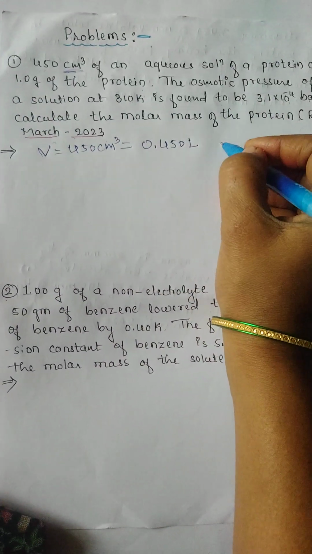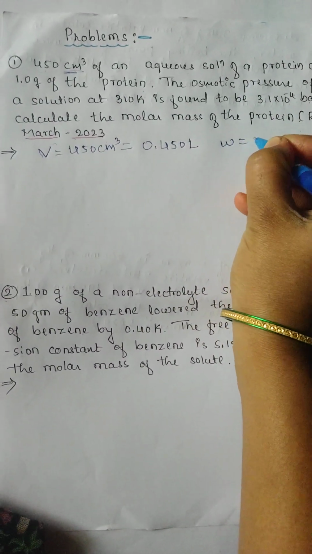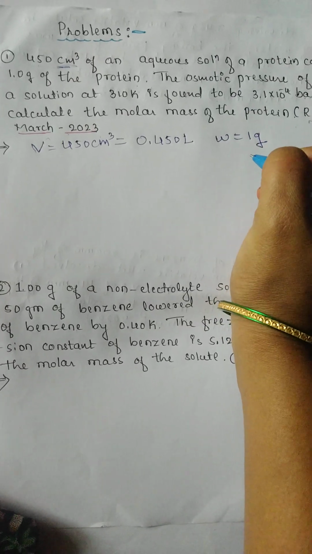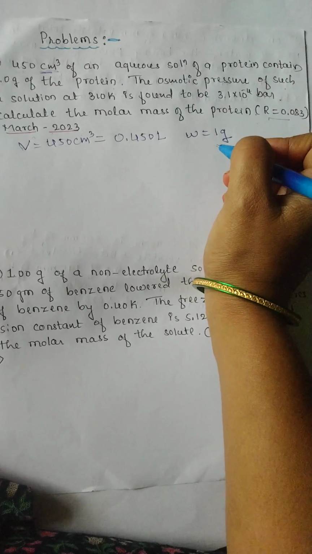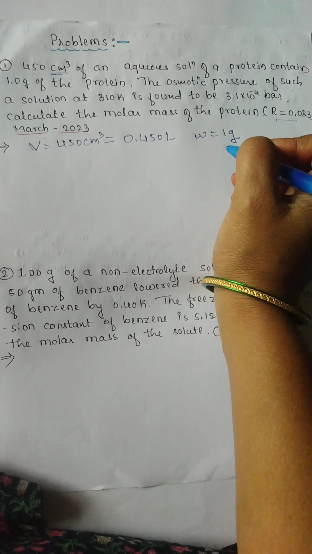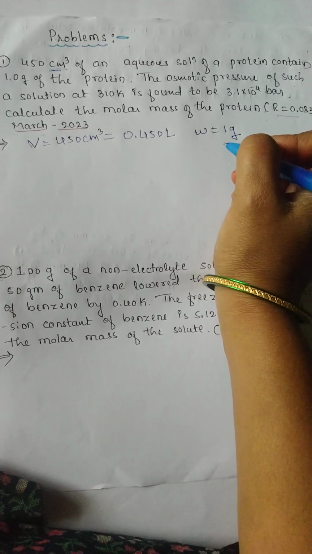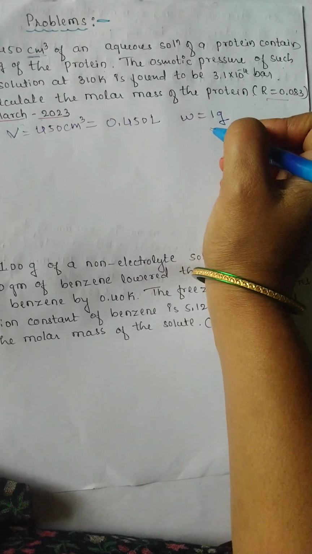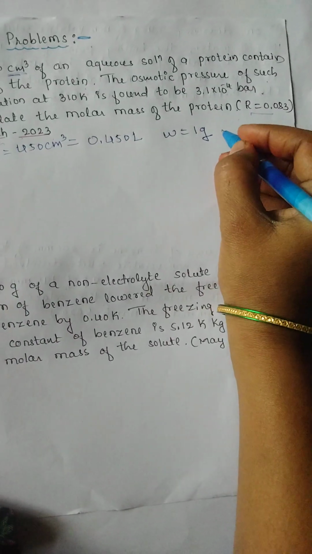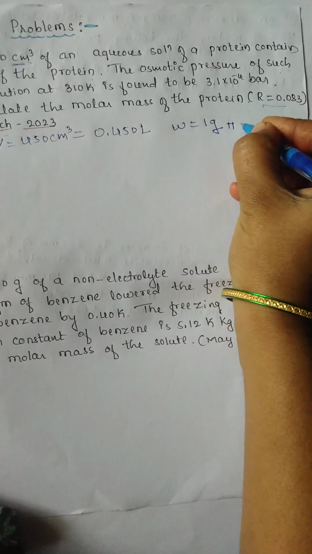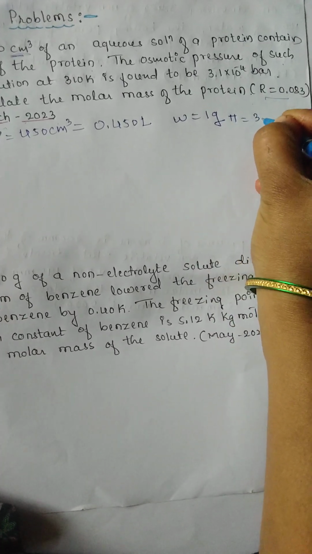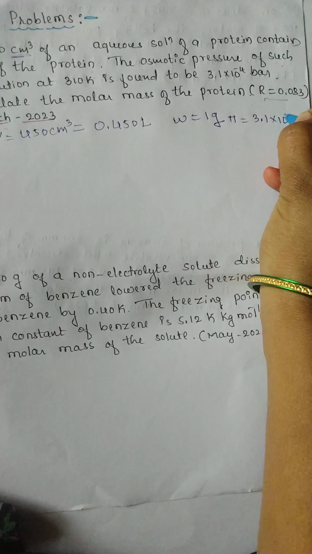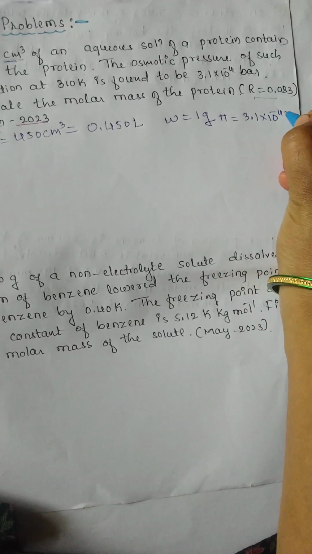W is 1 gram. Okay, next, the osmotic pressure of such a solution at 310 Kelvin is found to be 3.1 into 10 raised to minus 4 bar. Here the osmotic pressure value pi is equal to 3.1 into 10 raised to minus 4 bar.